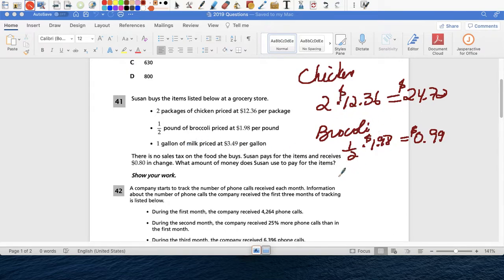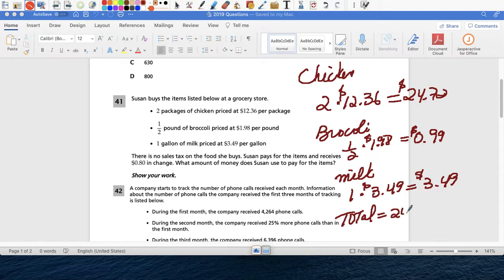And then 1 gallon of milk, so you would write milk, 1 gallon times 3.49. Again, this is you showing work, 3.49. And then the total of what you would spend, you would write 24.72 plus 0.99 plus 3.49 equals $29.20. So that's your total.